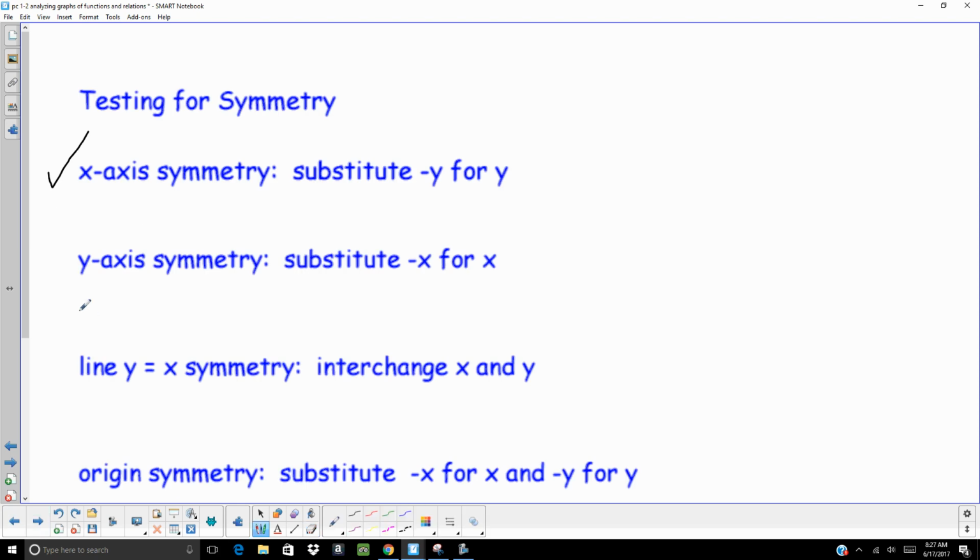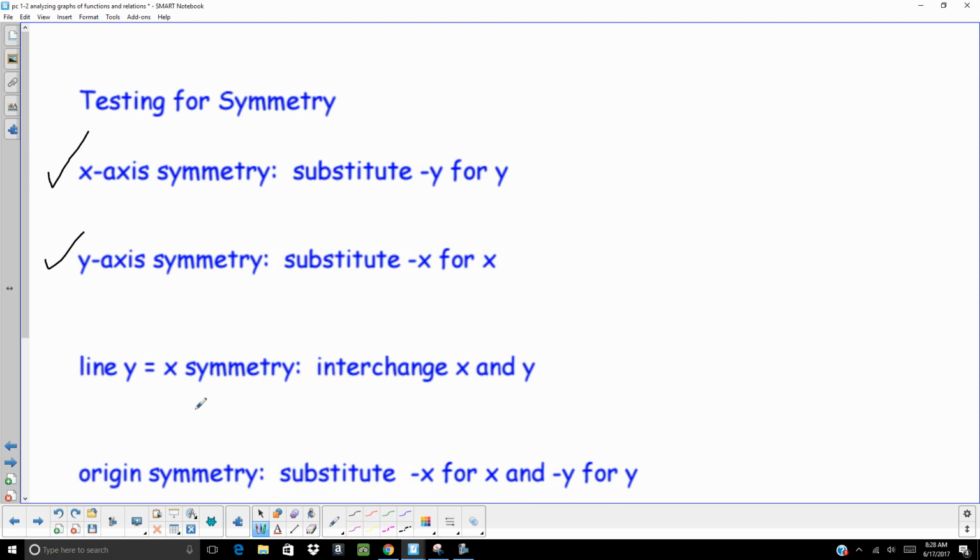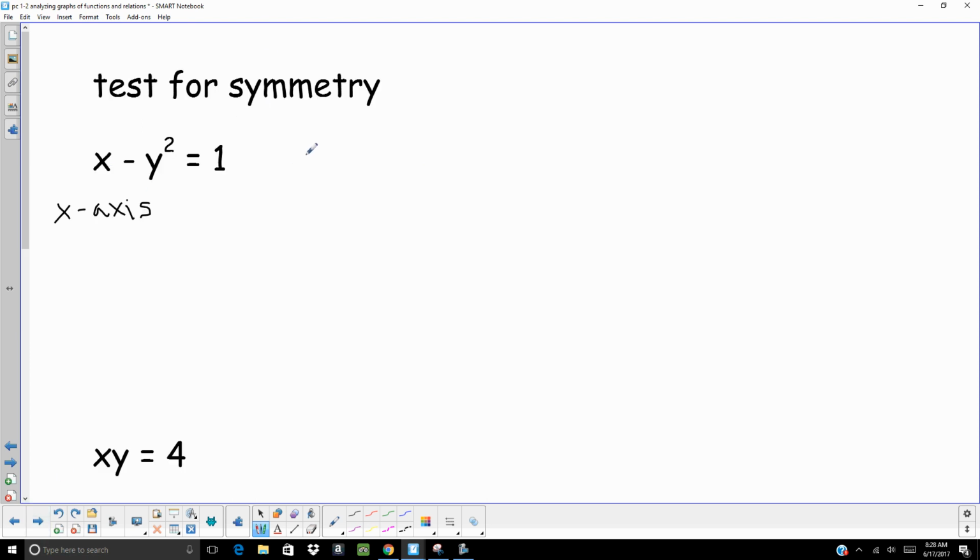Now, let's go ahead and test for y-axis. So in this case, I'm going to take out the x and put in -x. I'm going to get negative x minus y squared equals 1. Well, that is not what I started with. Those are not equivalent. So I would have to say no to the y-axis. I'm not going to put that down. So let's try for symmetry over the line y equals x. In that case, I'm going to interchange my x and my y. So I would have y minus x squared. Well, again, I'm not ending up with what I started with, so that would be a big no.